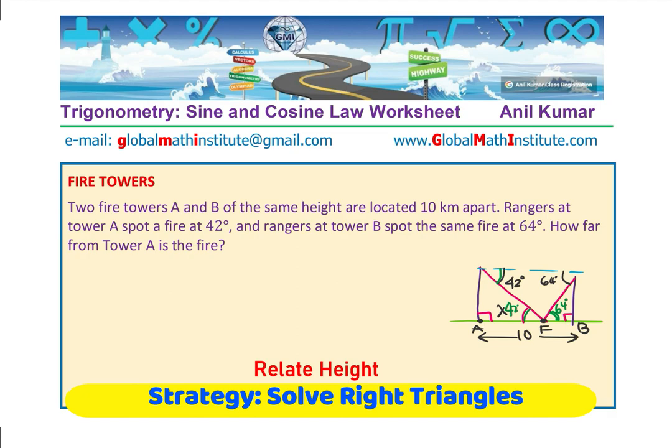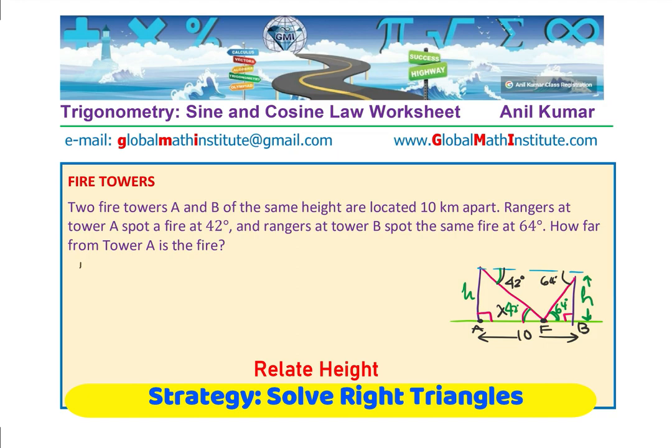Right? We are also not given the height of the towers. Two fire towers are given to us, but their height, h, is not given to us. Let us say height is h. Now, if height is h, and we know these angles are 42 and 64, then we can relate height with this distance, right? Using tan theta.